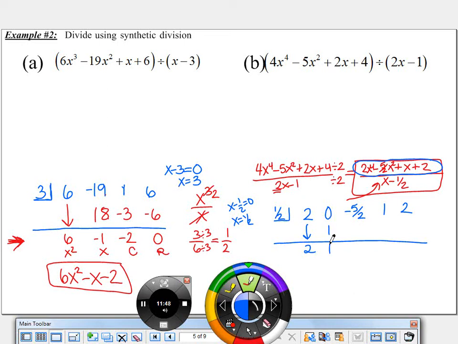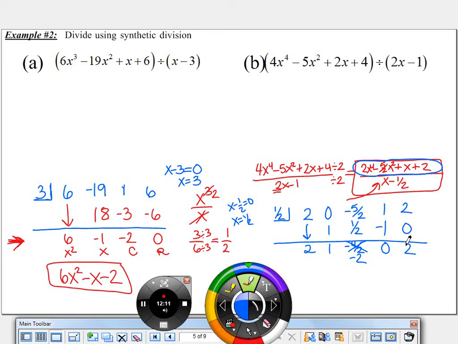I then take that sum, 1, multiply it times 1/2. That gives me 1/2. I add up the column. So this gives me negative 4 over 2. That's really the same thing as negative 2. I'm going to take that and multiply by negative 1/2, which gives me negative 1. 1 times negative 1 is 0. 0 times 1/2 is 0, okay? And I get 2.